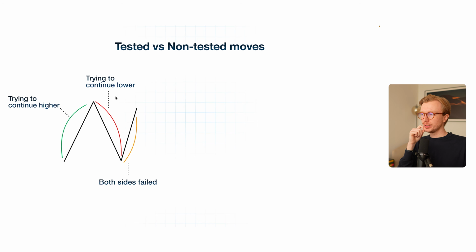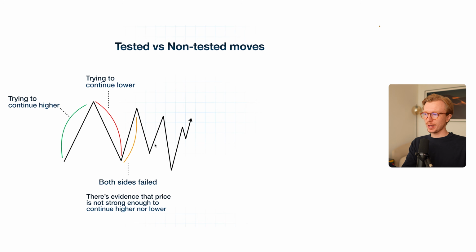When that happens, when you see something like this, oftentimes what is happening is that there's evidence right now that price is not strong enough to continue higher nor lower. So what we can expect is something like this, just a consolidation. Yes, we can still continue lower, continue higher, but inherently we're not moving anywhere. We don't have a bullish nor a bearish trend right there.